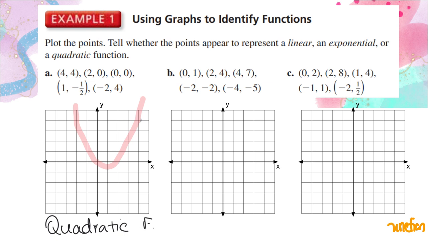In B, we have 0 and 1, 2 and 4, 4 and 7. It's going to be somewhere around here. Negative 2 and negative 2, and negative 4 and negative 5. This looks like it's going to be a linear function.